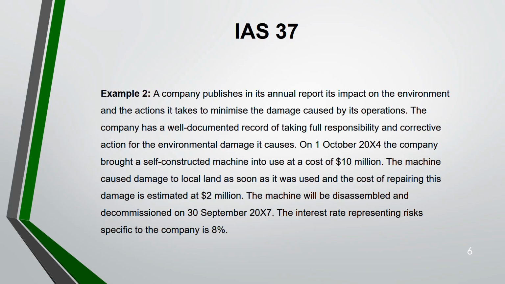Example 2. A company is publishing its annual report. It publishes in its annual report its impact on the environment and the actions that it is taking to minimize the damage. So the company has a well documented record of taking full responsibility. On 1st October, the company has brought a machine into use at the cost of 10 million. Now that machine is causing damage to the local land. The cost of repairing it is 2 million. The machine has to be disassembled and decommissioned on 30th September. The interest rate is 8%. Okay, so now what should you do?